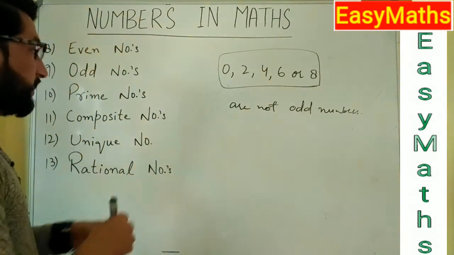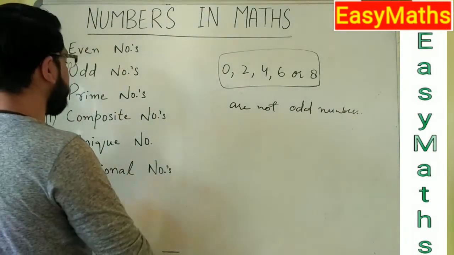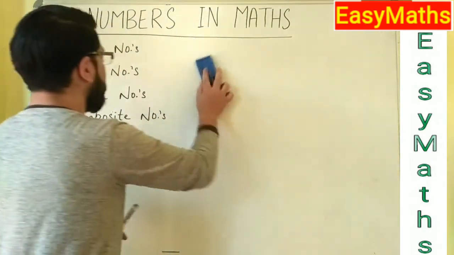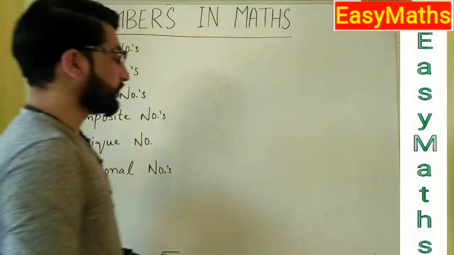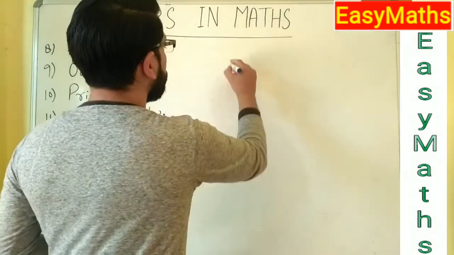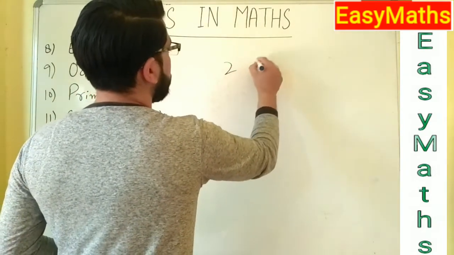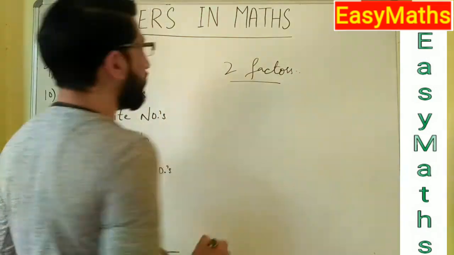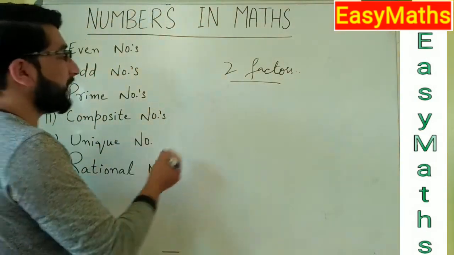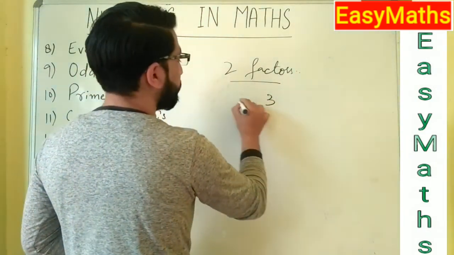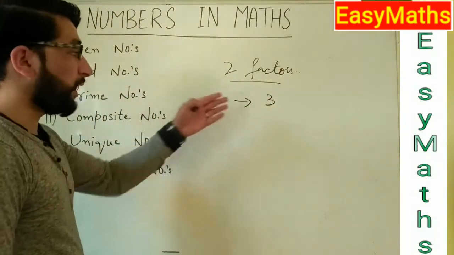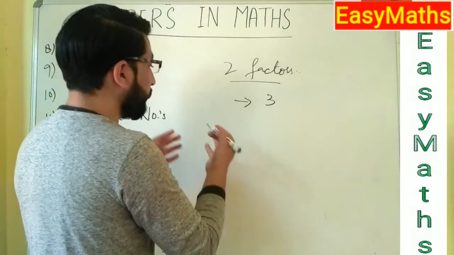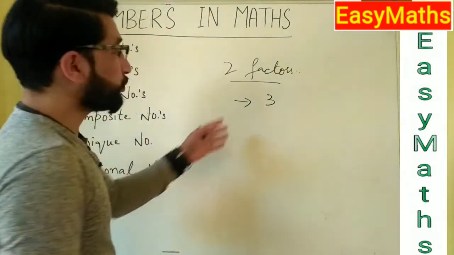So after these two numbers, there is another type of number. They are said to be prime numbers. What are prime numbers now? Those numbers which have got two factors. What are factors now? Suppose I take the example of number 3. What are the factors of 3? That means, which numbers do we multiply to obtain 3.